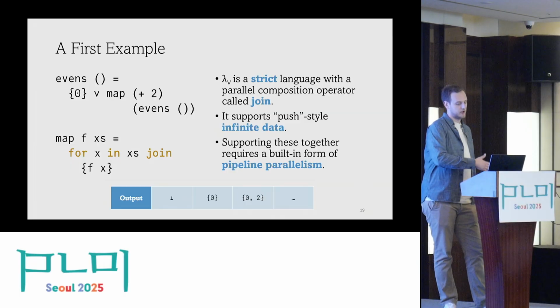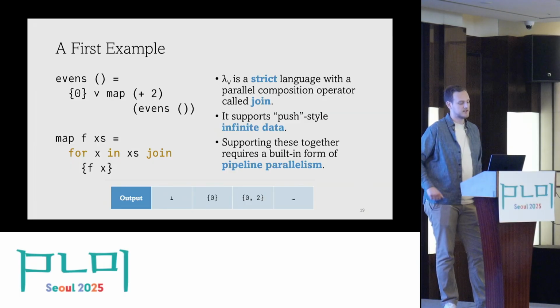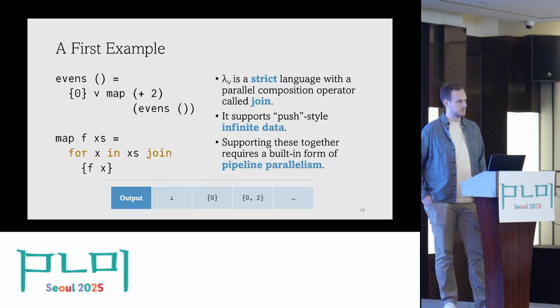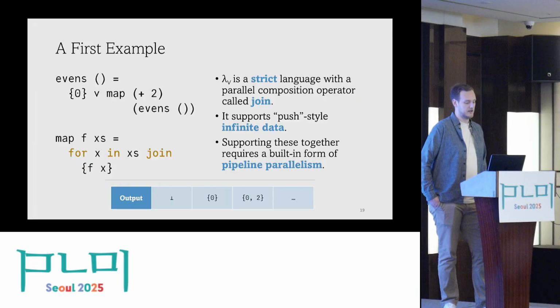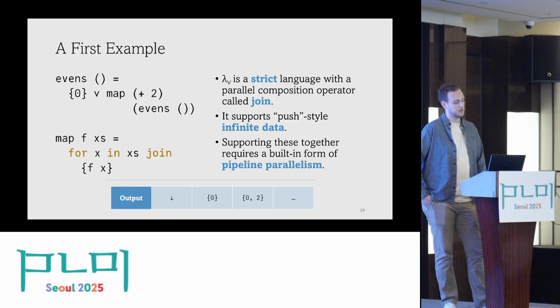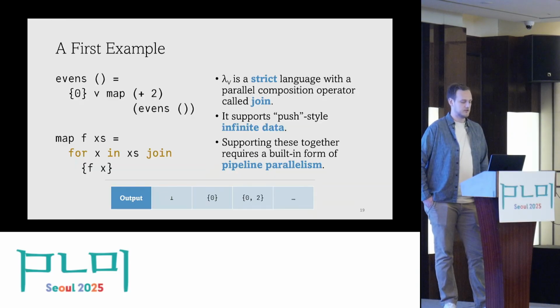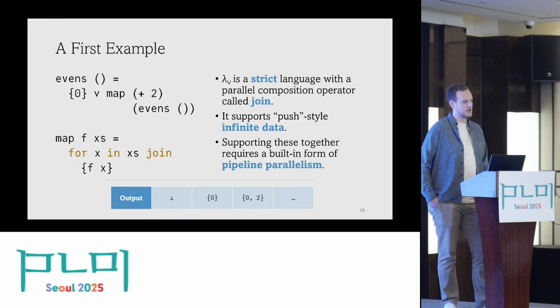So lambda join is strict, like I mentioned before, and it also supports a type of infinite data. And that's weird in and of itself, because usually in functional programming, we use laziness to encode infinite data. And that is not what is going on here. Like I said, this is a strict language. So how do we combine these two ideas? Well, it turns out to work if you have a notion of pipeline parallelism built into the language, right? Or this notion of streaming, that functions are producing output as they receive input. We'll talk more about that when I talk about the semantics down the road.